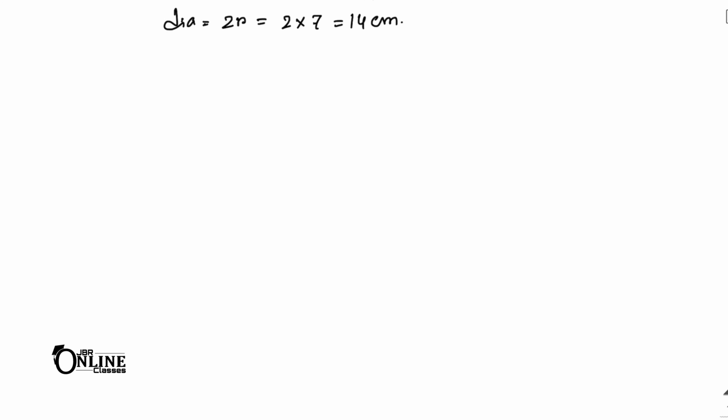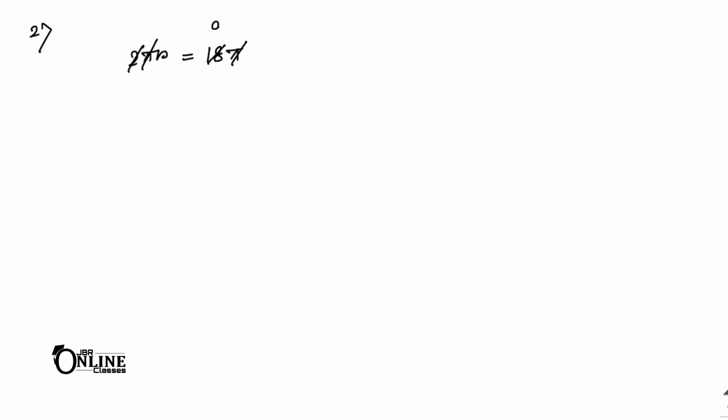Now next one, number 2. Find the radius and area of a circle whose circumference is 18 pi. So suppose the radius is r, that means 2 pi r equals 18 pi. So pi cancels out, 2 cancels out with 18, it becomes 9. So r equals 9. So that is the first answer. Radius equals 9.